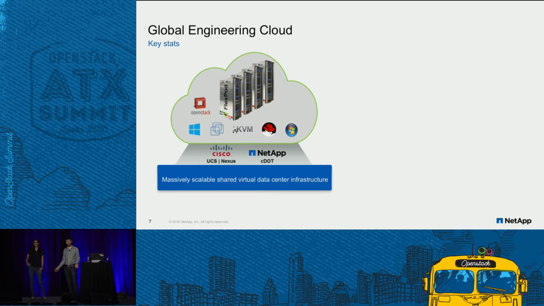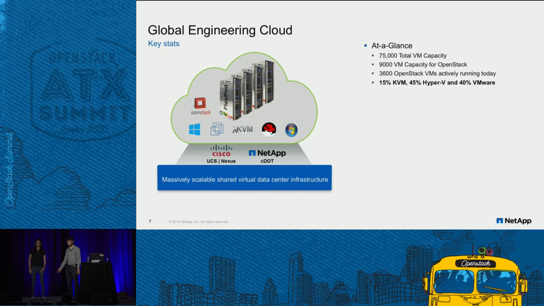Right, so that's a little bit of background as to what the organization is. Now, what about some of the infrastructure that underpins the cloud that we're talking about here? A little bit more about the global engineering cloud inside of NetApp. At a high level, we have about 75,000 total VM capacity in that cloud, comprised of those 3 hypervisor platforms that we mentioned earlier: VMware, Hyper-V, and KVM. Of that entire capacity, today we have about a 9,000 VM capacity worldwide.